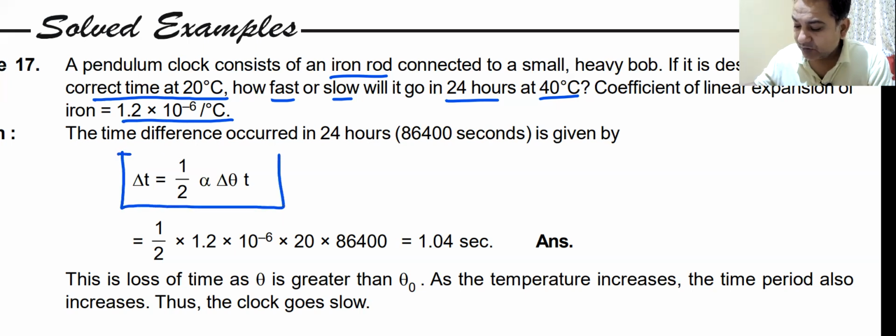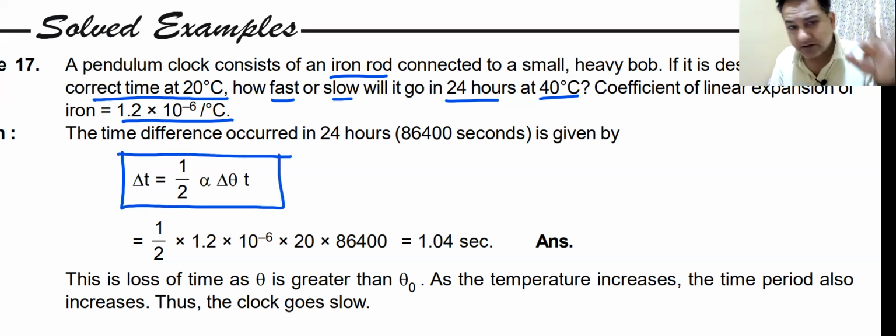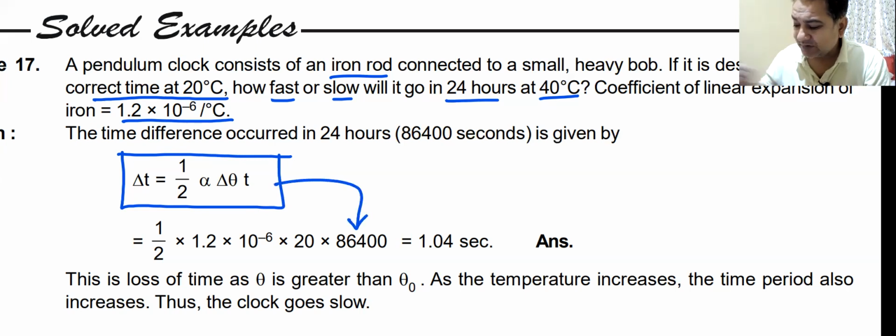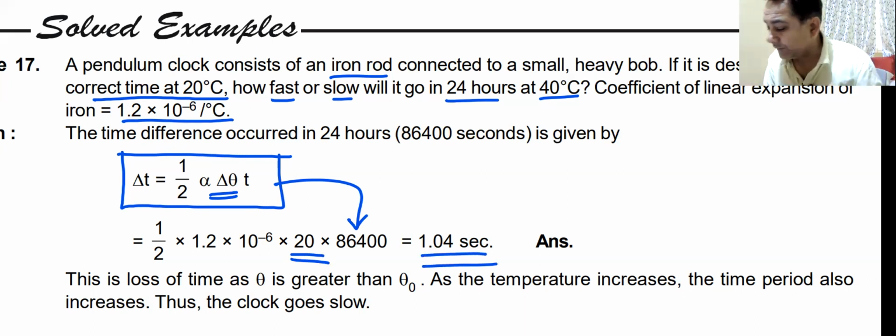The time gained or time lost in a period of 24 hours is half into alpha into delta theta, that is per second, multiplied by the number of seconds in a day. I think it is 86,400. Just multiply it by the change in temperature. Change in temperature is 20 degrees, 40 minus 20 is 20. And you have 1.04 seconds as your answer.